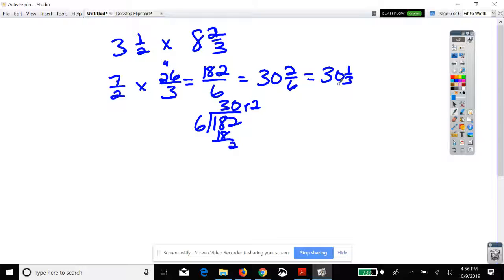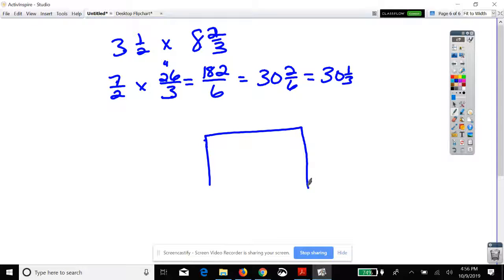So this one is pretty easy and fast, but it requires a lot of steps. You have to know how to convert a mixed number to an improper fraction. You have to multiply sometimes some pretty big numbers, and then you have to reduce when you get to the end. So to do this with the area model is a little bit easier, but it's not much easier.